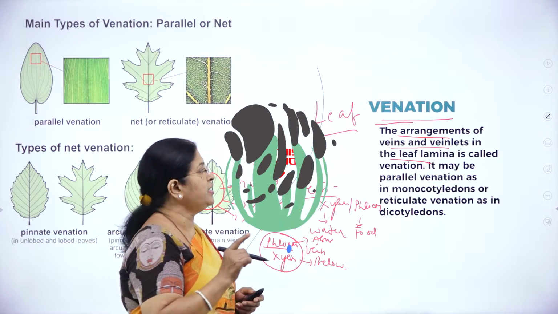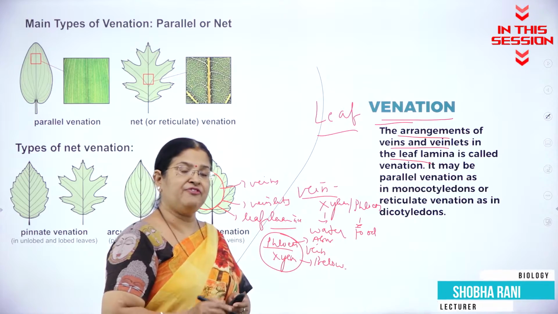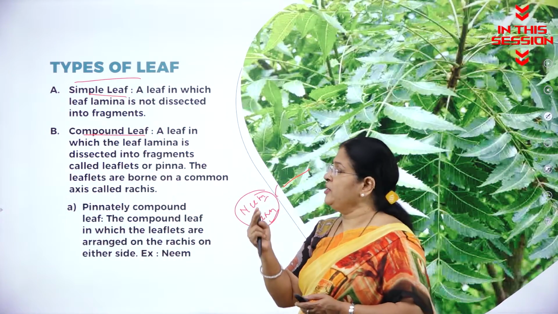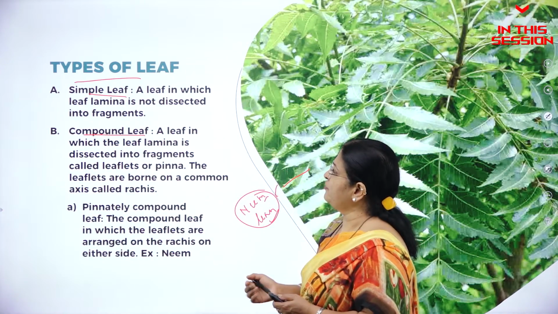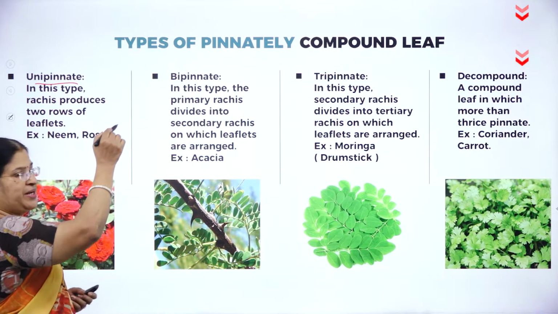Venation is nothing but the process of arrangement of veins and veinlets on the leaf lamina. So what are the two types of leaf? One is called the simple leaf, the other one is called the compound leaf. What are the types of pinnately compound leaf? Unipinnate, bipinnate and tripinnate.